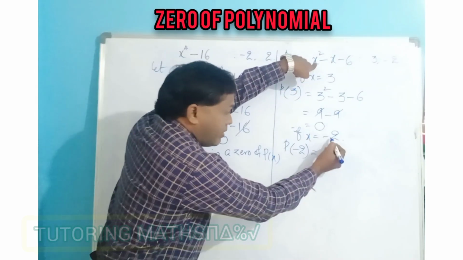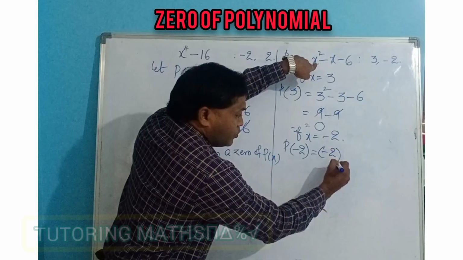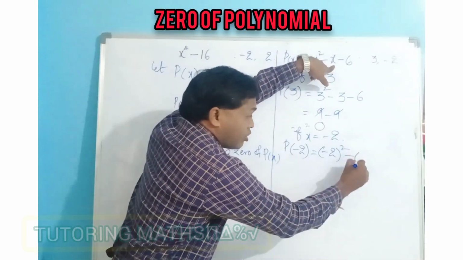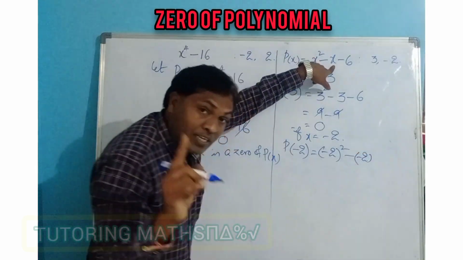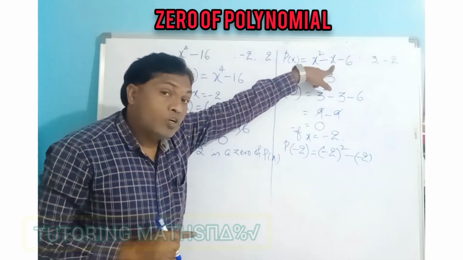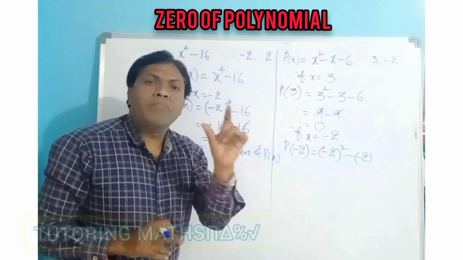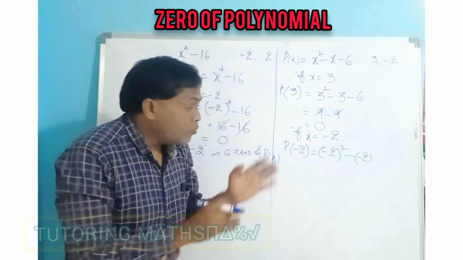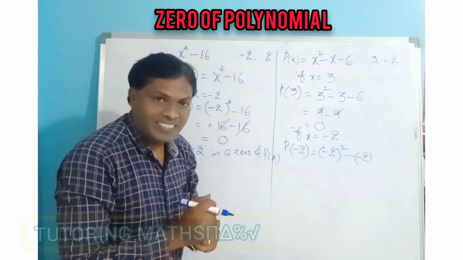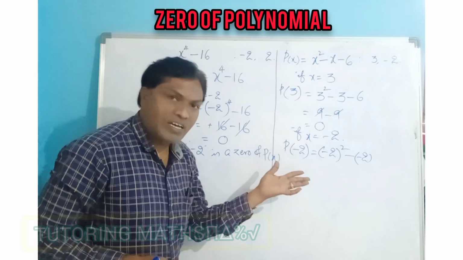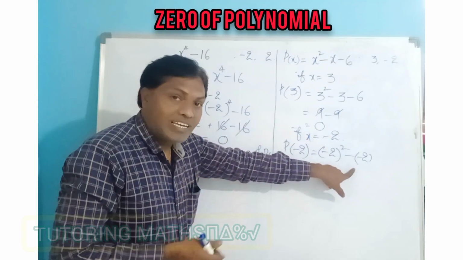x square, that is (-2) square minus x minus of minus 2. So already I have told you in our previous videos, whenever the number is negative, please put it in brackets for avoiding the confusion. Then you can avoid the confusion. Otherwise you may get confusion.